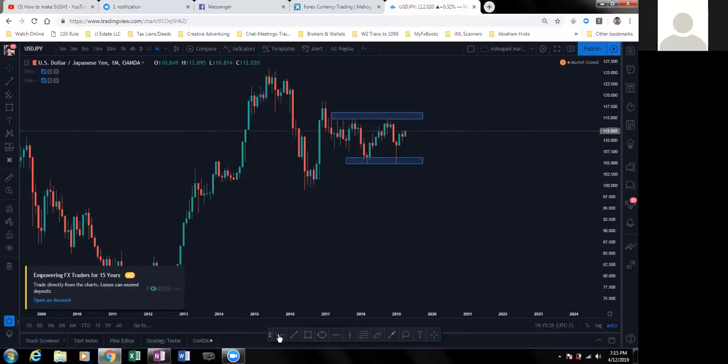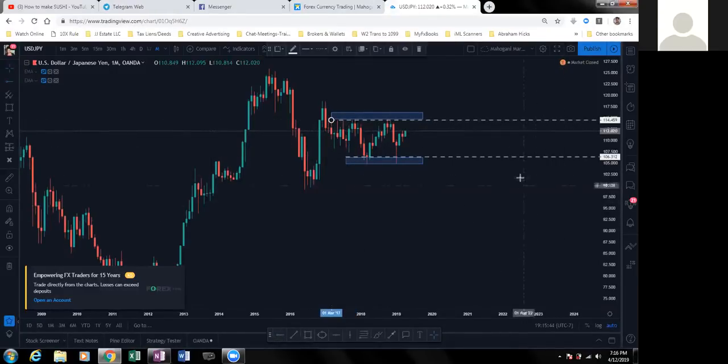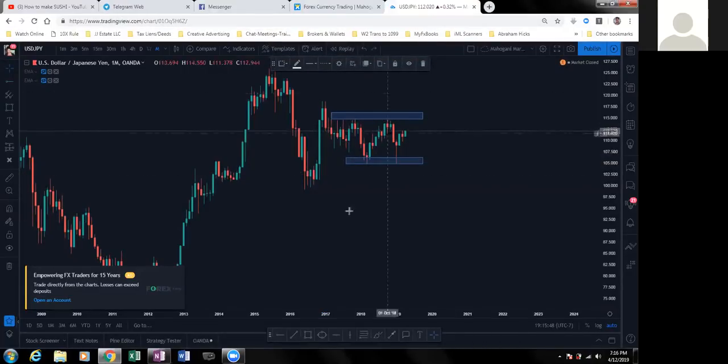Now, please know, with the tools that you have, you can use anything. If you want to use a horizontal ray, you can put it there. You can use any tool to box in price. Even if you just want to put a line, you can put a line there. You can use any tool that you want, okay? But on my higher time frames, to mark my zones, I prefer to use my rectangles.